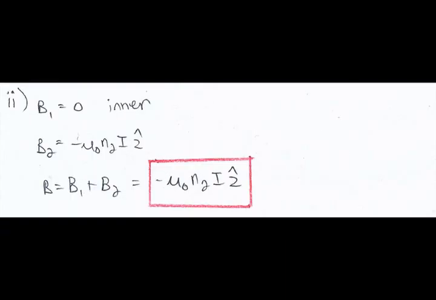For part 2, the Gaussian surface of the radius R is going to be between the smaller solenoid and the larger solenoid. So we're once again going to add those together, but the Gaussian surface is outside for the inner solenoid, so there's no magnetic field. So we have B1 equals 0, and we're going to use the same formula to find B2, and that will also be our final answer, which is minus mu naught times N2 times the current.